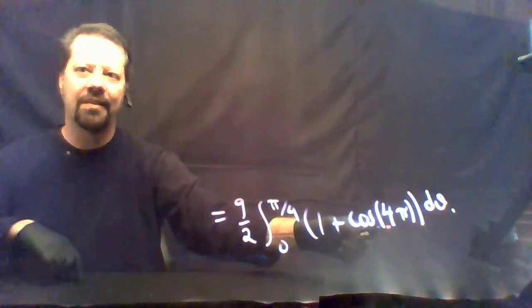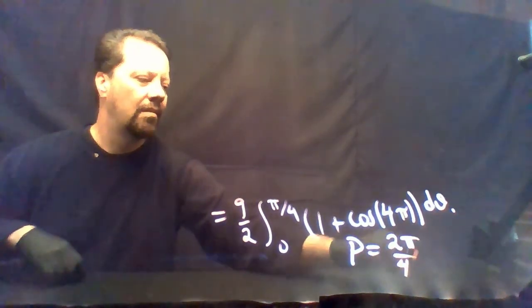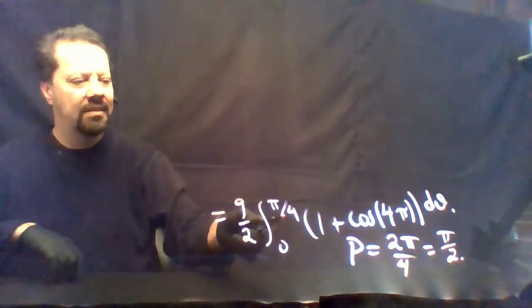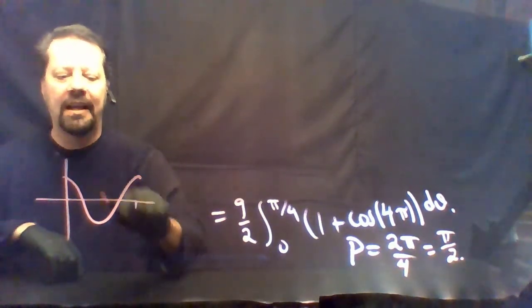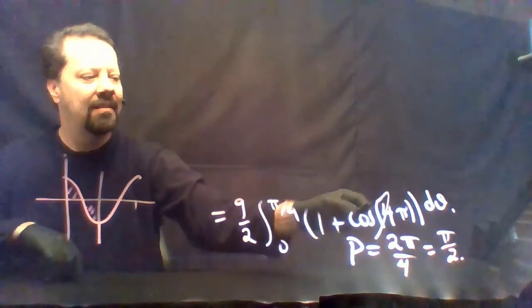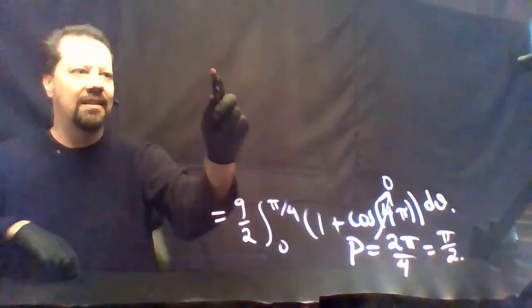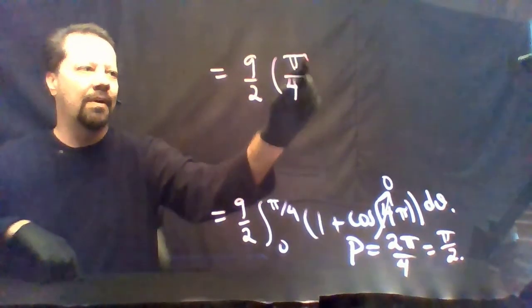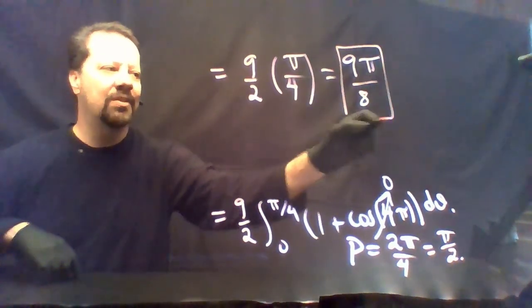What is the period of this function? The period is pi over 2. We're only integrating over half a period, but this is a cosine function, and if you integrate cosine over half a period, you get nothing. This term contributes nothing to the answer. It follows then that the answer is 9/2 times pi over 4, or 9 pi over 8 square units.